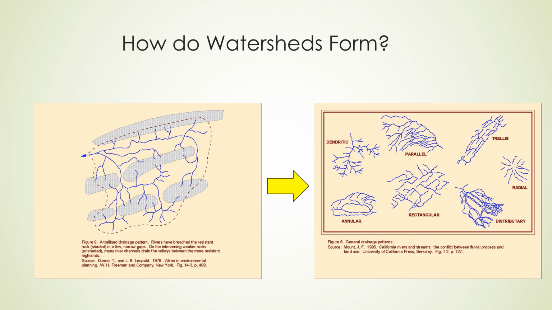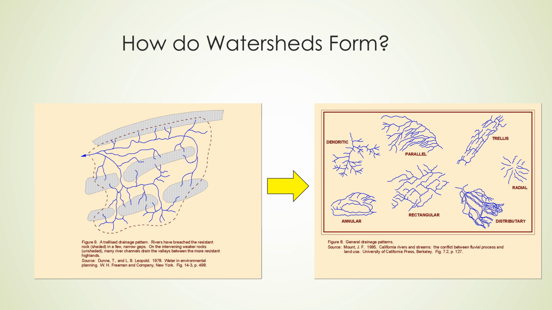The map on the left shows the areas of more resistant rock in blue and the stream network that has developed around these areas. Depending on where those areas occur, you can end up with drainage patterns as shown on the right.